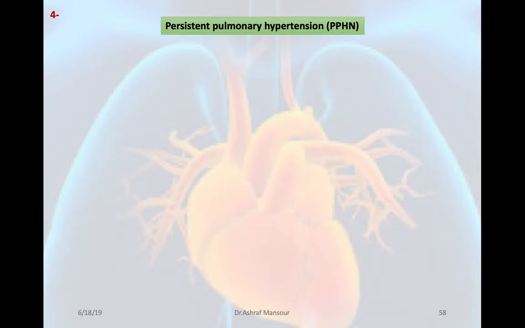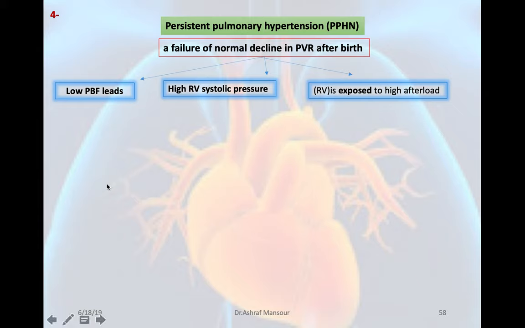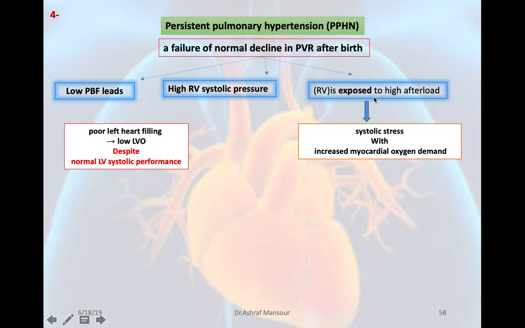So persistent pulmonary hypertension, as we said before, has either low pulmonary blood flow, high right ventricular systolic pressure, and the right ventricle is exposed to high afterload. This is failure of the normal decline of the pulmonary vascular resistance after birth, which is what we call persistent pulmonary hypertension. This failure of the normal decline of the vascular resistance of the pulmonary bed will lead to low pulmonary blood flow, high right ventricular systolic pressure, and the right ventricle is exposed to this high afterload.